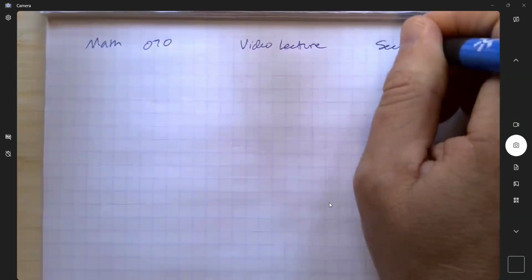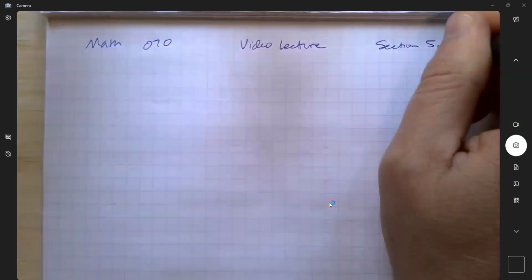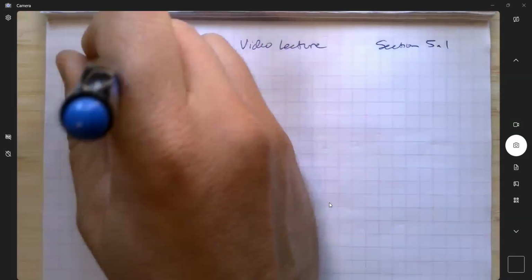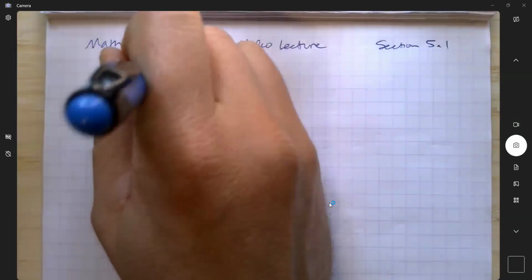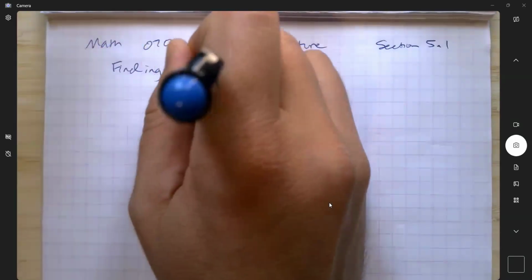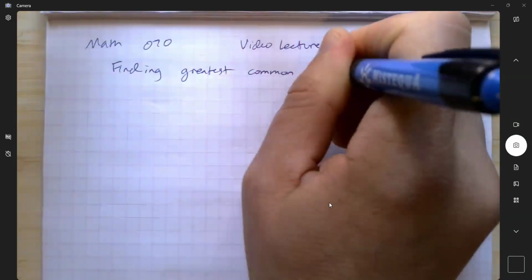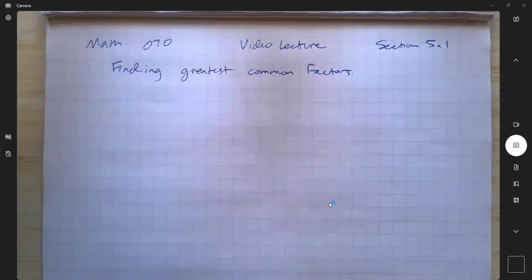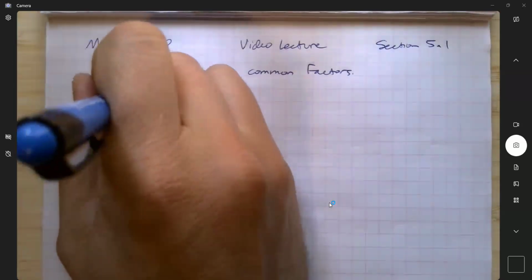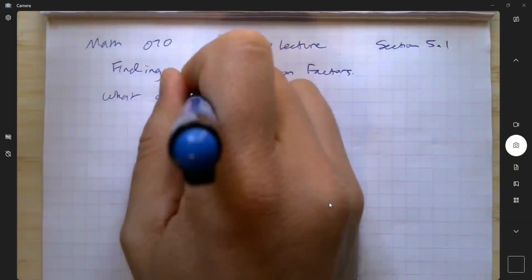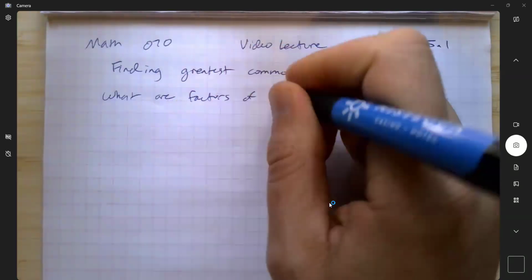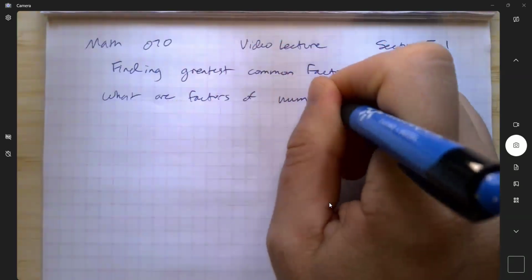This is section 5.1 and it is about finding greatest common factors. It takes a little bit of time to get to this idea though. So let's start with what are factors of numbers.